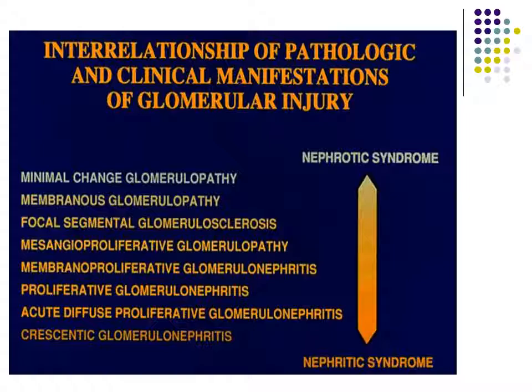So minimal change glomerulopathy is the classic example of nephrotic syndrome, whereas concentric glomerular nephritis is a classic example of nephritic syndrome. Something like FSGS, that is focal segmental, can show you features of nephrotic syndrome with a little bit of a component of nephritic syndrome. So please try to understand that the diseases enlisted here can have different presentations, okay, and the etiology for these diseases could be different or multiple.